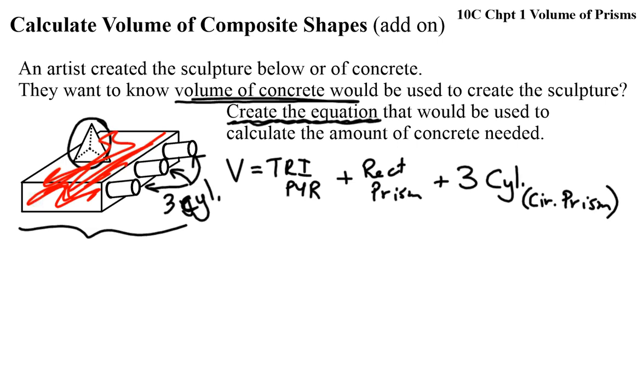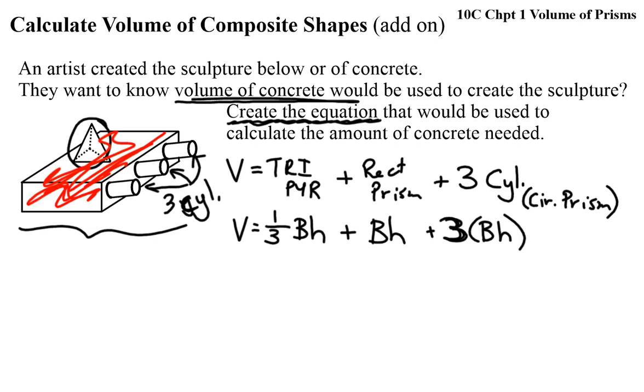Now this is where we can run into trouble if we don't think. We have a triangular pyramid. It's a pyramid. It's going to be a 1/3 big BH. We have the rectangular prism. It's a prism, just big BH. We have 3 cylinders. So I can find 1 cylinder and multiply it by the 3. A cylinder is a prism, big BH.